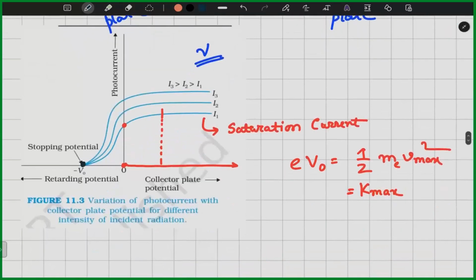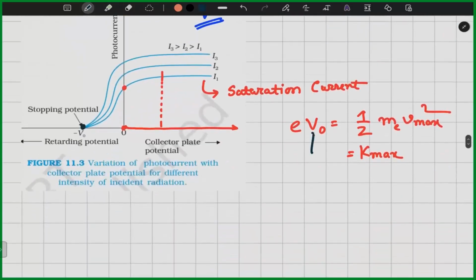So we can write eV0, where V0 is the stopping potential, equals Kmax. Kmax is half m_e Vmax squared, which equals the maximum kinetic energy. The electron having the maximum kinetic energy is also stopped due to that potential, and it directly implies, it is very trivial, you can understand that an electron having kinetic energy less than Kmax has already been stopped before reaching V0, the stopping potential.